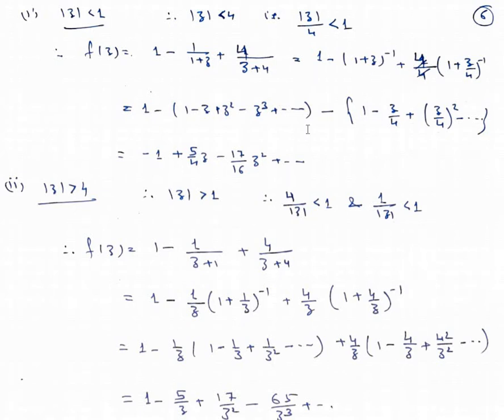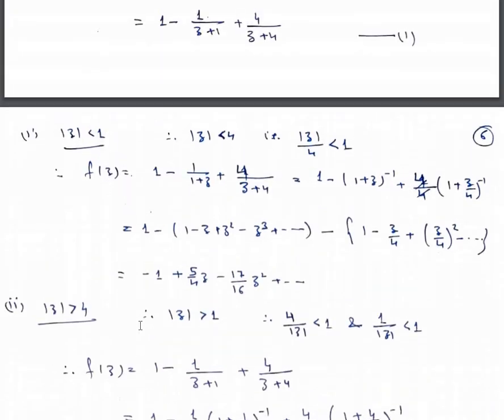Now (1 plus z) to the power minus 1 is 1 minus z plus z square minus z cube and so on. Similarly (1 plus z upon 4) to the power minus 1 is 1 minus z upon 4 plus (z upon 4) whole square and so on. Simplified, we will get minus 1 plus 5 upon 4 into z minus 17 upon 16 into z square and so on.